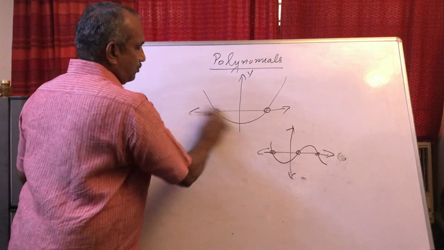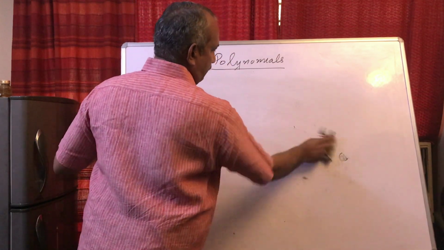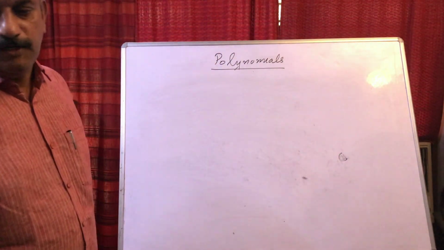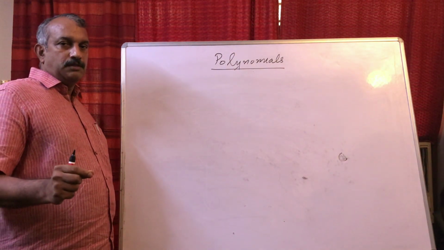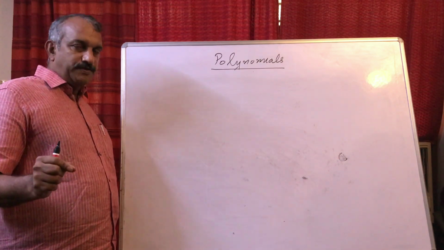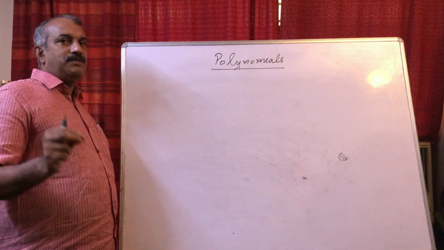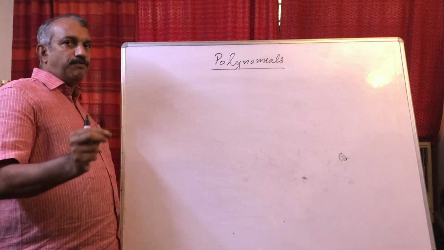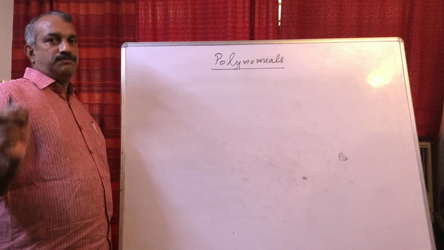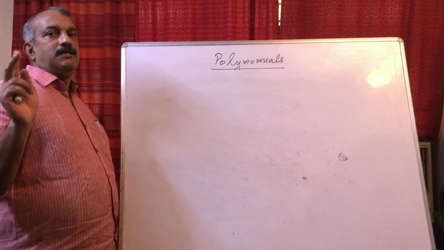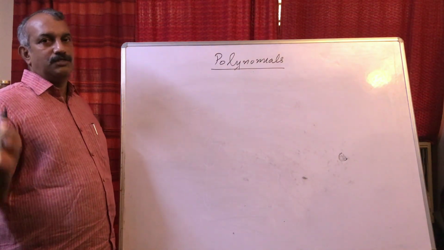So the number of zeros of a polynomial in x is equal to the number of points where the graph is intersecting the x-axis. That is the first relationship. I'll say once again, the number of zeros of a polynomial whose graphical representation is given, we can directly find out. You count at how many points the graph is intersecting the x-axis. That is the number of zeros. If the graph is intersecting at 2 points, then it has 2 zeros. If it is intersecting at 3 points, then it has 3 zeros, and so on.